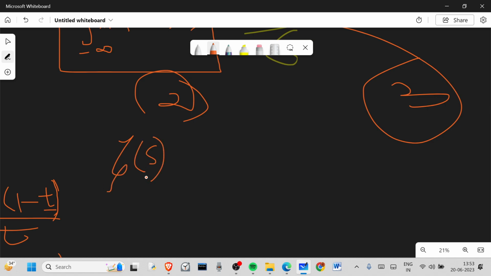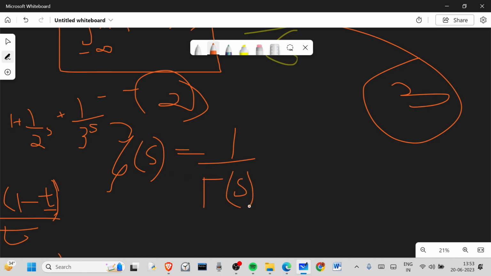And if you don't know what the zeta function is, let me tell you. It's basically 1 plus 1 by 2 to the power s plus 1 by 3 to the power s, all the way till infinity. Zeta at s. A very interesting result is that zeta s is 1 by gamma at s, times the integral from 0 to infinity of x power s minus 1 by e power x minus 1. I am going to prove it in the next video.